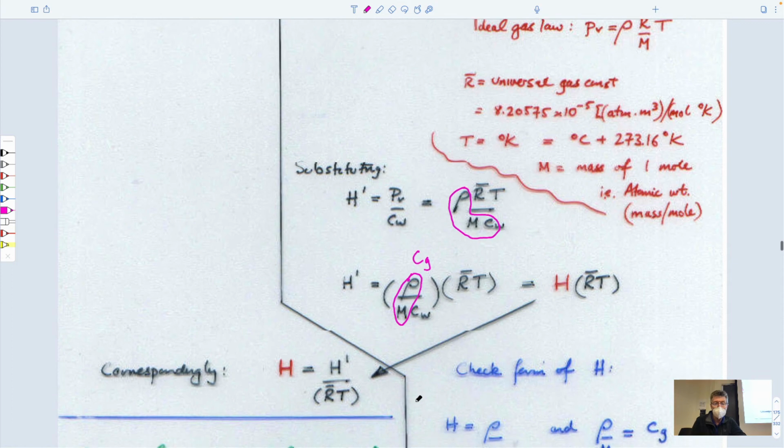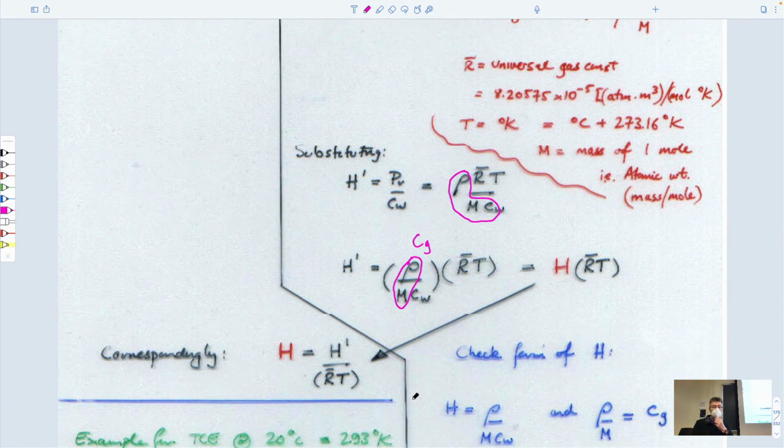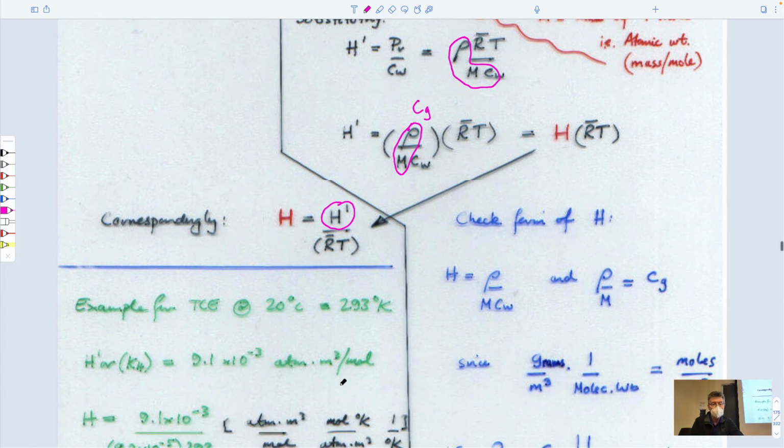So the punchline, I suppose, is that you can get the value of the parameter we want just by taking the textbook value and dividing it through by the universal gas constant and the temperature that you find yourself at in terms of degrees Kelvin.